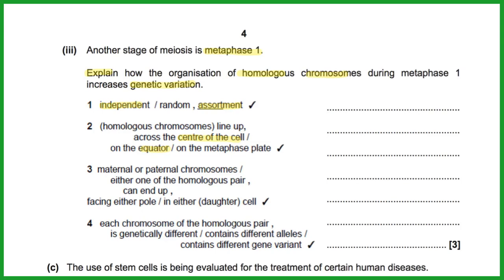So into your sperm or your eggs, you either put your mother's chromosome 1 or your father's chromosome 1. And then each of the chromosomes of a homologous pair can be genetically different or contain different alleles.